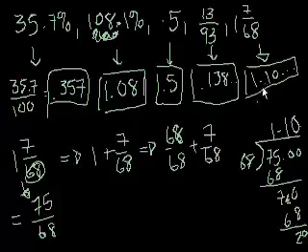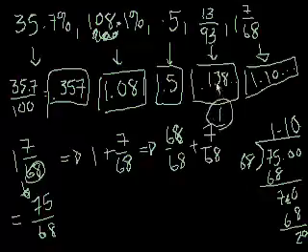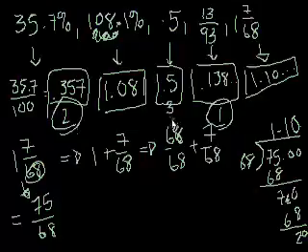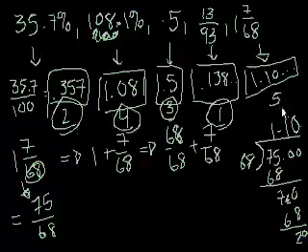So what's the smallest? The smallest is right here. I'm going to rank them from smallest to largest. So the smallest is 0.138. Then the next largest is going to be 0.357, right? Then the next largest is going to be 0.5. Then you're going to have 1.08. And then you're going to have 1 and 7/68.